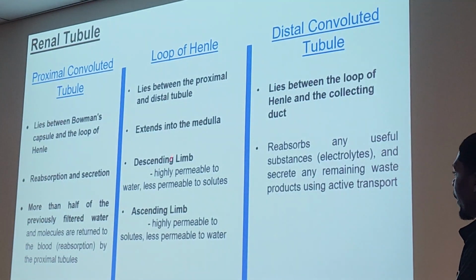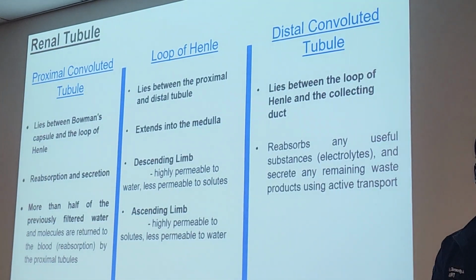Again, like I said, you have a descending and ascending loop. They do different things, not so important to you guys. And then that filtrate will eventually go to the distal convoluted tubule, which lies between the loop of Henle and the collecting duct. If you just know the flow of the filtrate from the afferent arteriole all the way to the collecting duct, that's really what I came in here to talk about with you guys.